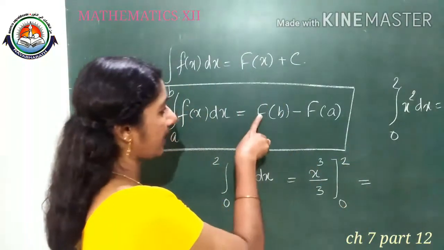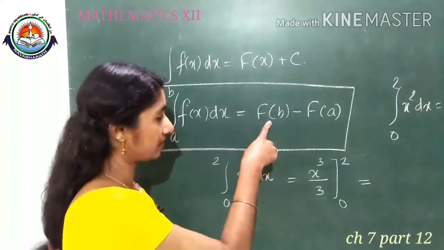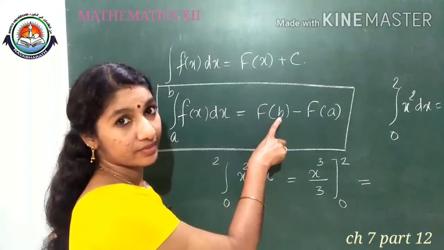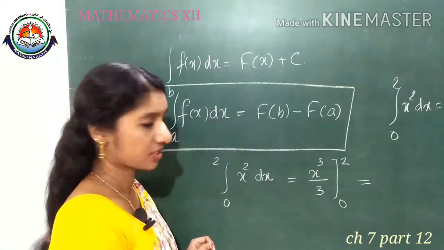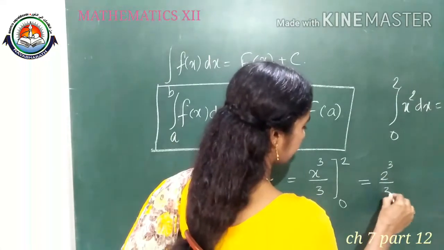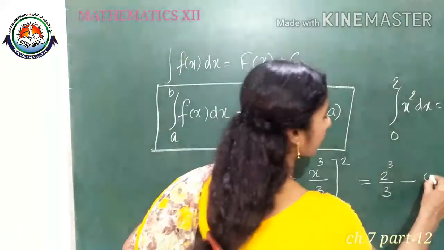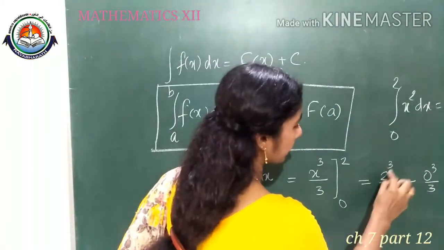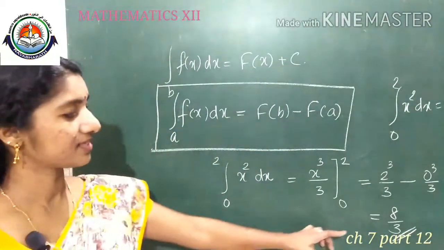For this function, f of b, that means in the integral answer, we need to substitute the upper limit, that value minus the value with the lower limit substituted. So, the upper limit is 2, so we can write 2 cube by 3 minus, the lower limit is 0, 0 cube by 3, that means 0. So, we are getting it as 2 cube is 8 by 3, see. We got the answer 8 by 3.